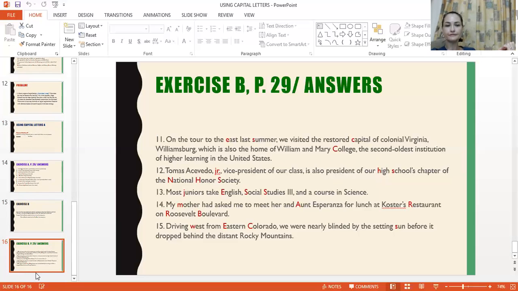And finally, 15. Driving west from eastern Colorado, we were nearly blinded by the setting sun before it dropped behind the distant Rocky Mountains. West, cardinal direction, compass direction, no need to capitalize. Eastern Colorado, name of the area, name of the region, yes, capitalized. Then sun, we said the moon and the sun should not be capitalized. So, lowercase letter s. Okay, that's all regarding grammar for this week.